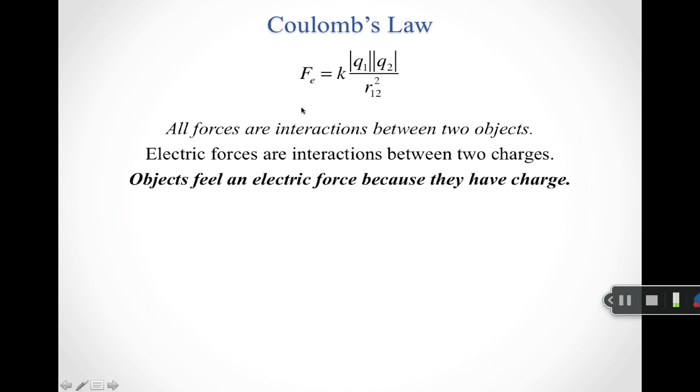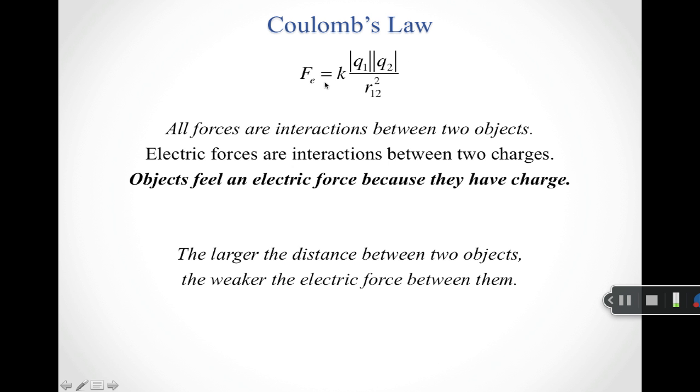Part of what this tells me then is that objects feel an electric force because they have charge. So if you had a neutral object, an object that doesn't have charge, it would never feel an electric force. So I need objects to be charged to feel the electric force.